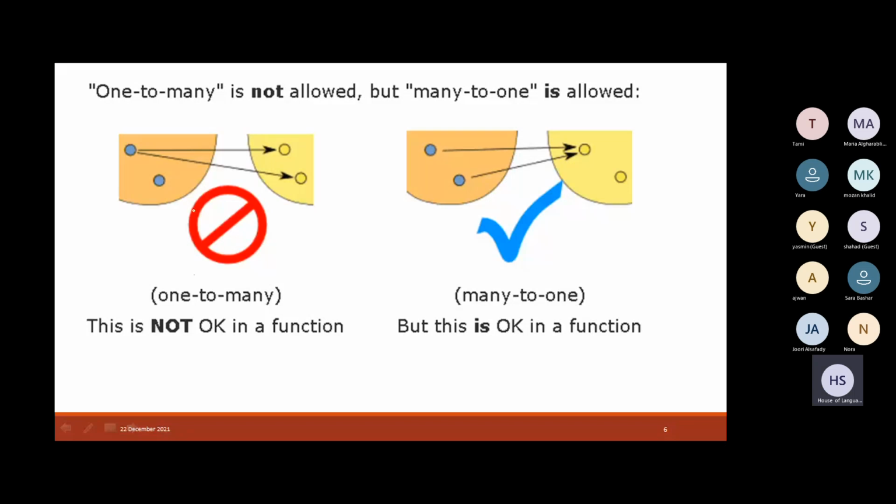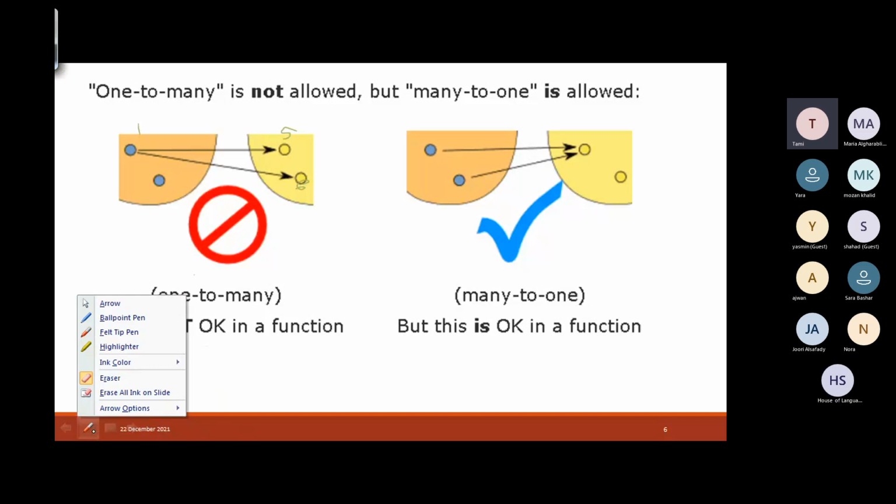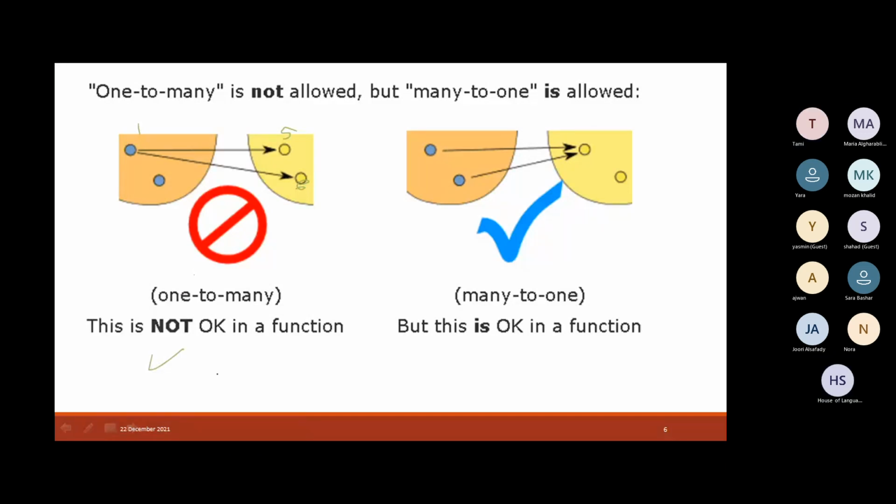Yes, each one has one. But here, this one has two: (1, 5) and (1, 6). This is not a function. It is only a relation, but it's not a function. So one to many is what? Teacher: Not a function, but it is a relation. What if the arrow was from right to left? No, it's wrong.